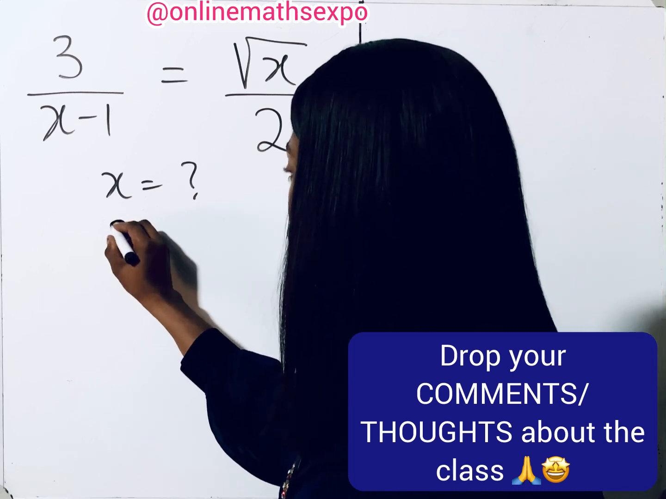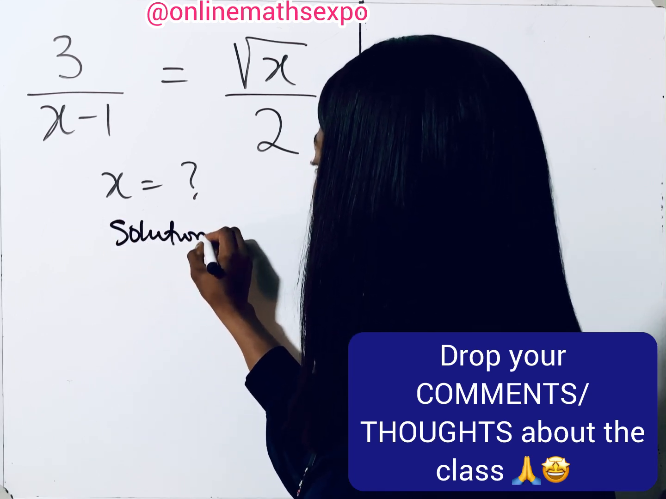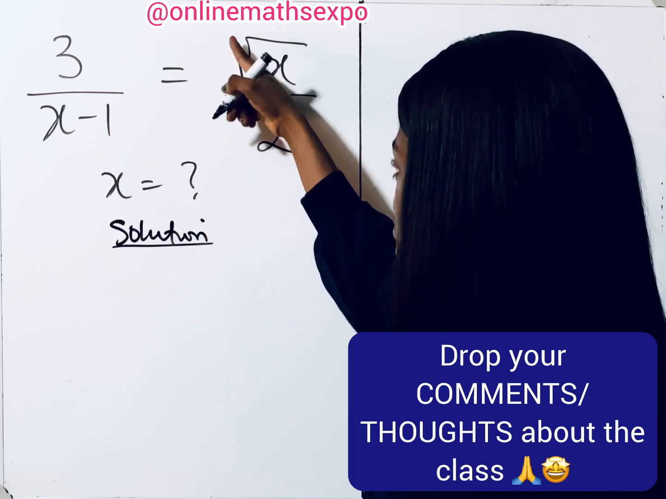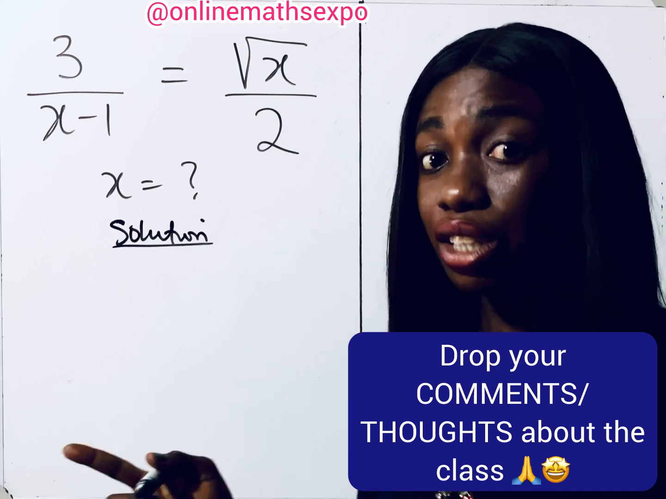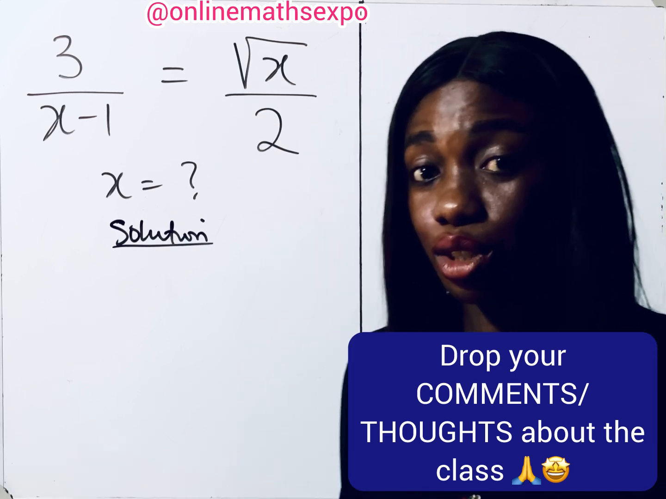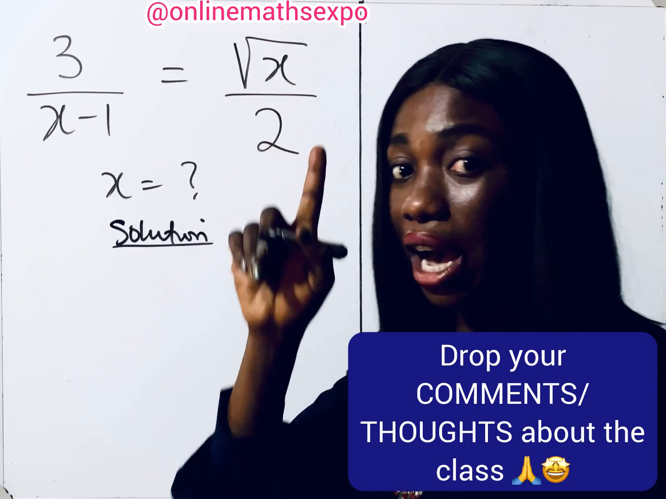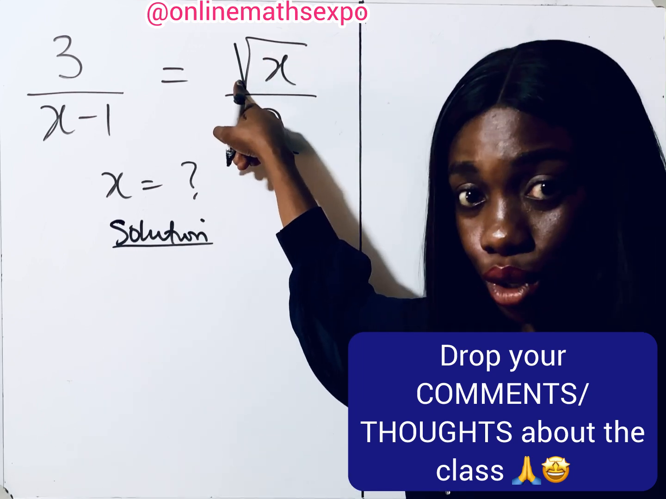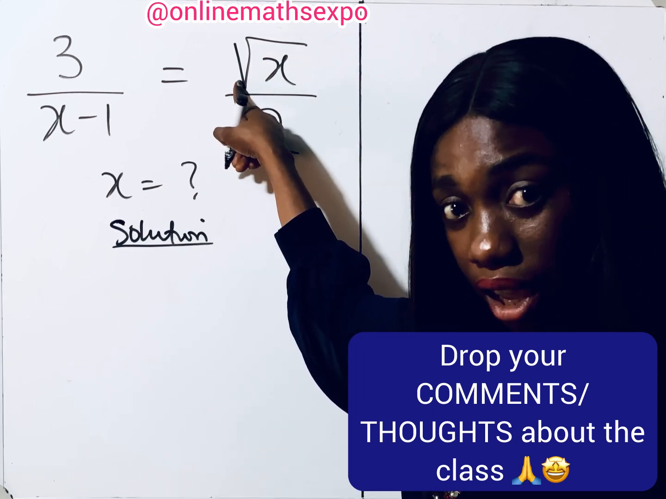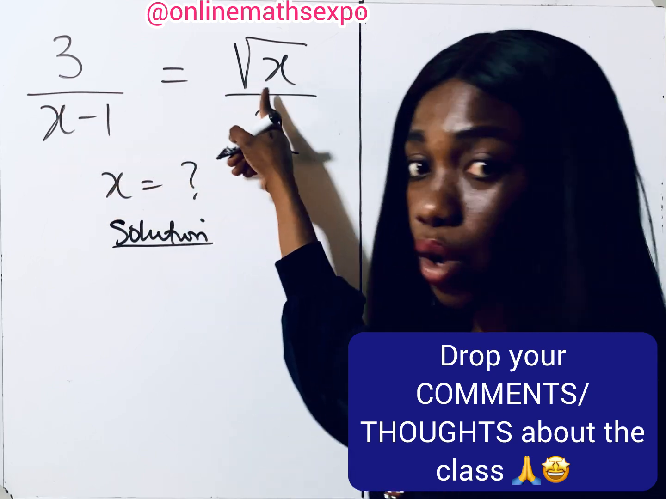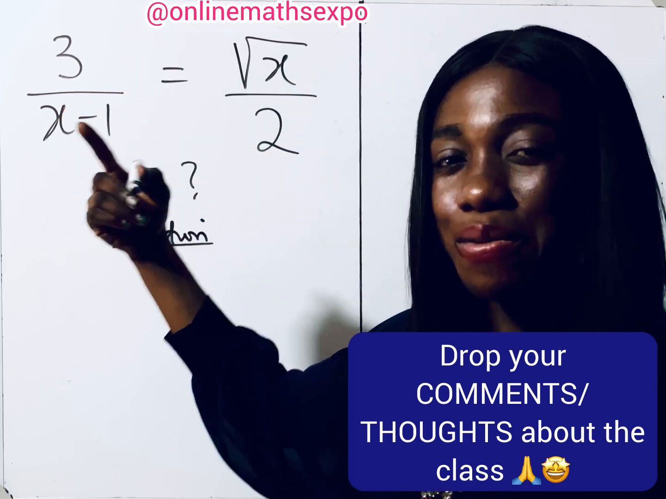So we're going to begin with the solution, okay? Now, this is called a radical equation because of this radical sign. And you know that for you to solve radical equations, your target is to remove the radical sign. Because this is a square root, to remove it, you are going to square. And to square, you are going to square both sides so that the equation will be balanced.